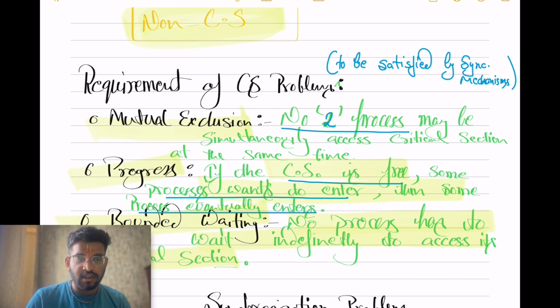Progress means if the critical section is free, for example currently P1 is executing the critical section, and after P1 exits, the critical section is free, and P1 again wants to enter. P1 should be allowed to enter as there are no other processes waiting, which means progress. Mutual exclusion means no two processes may access the critical section at the same time. These three requirements are to be satisfied by a synchronization mechanism.